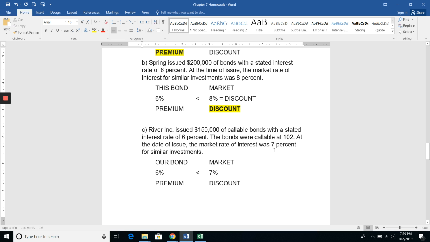So how are we going to sell this? Well, we're going to have to offer it at a discount again to try and entice the public to buy our bond. So we're going to have to offer that at a discount to make up for that interest rate difference that we're short. So we're going to try and entice people to buy our bond by offering them that discount. So that's it for question 7.